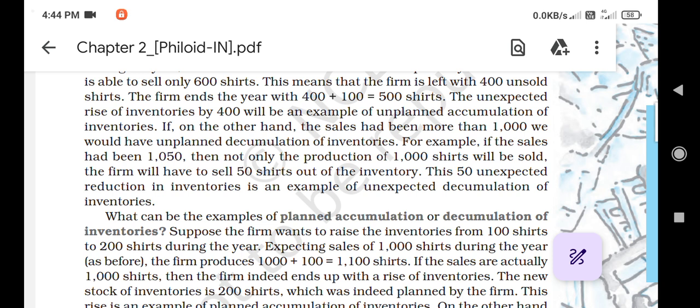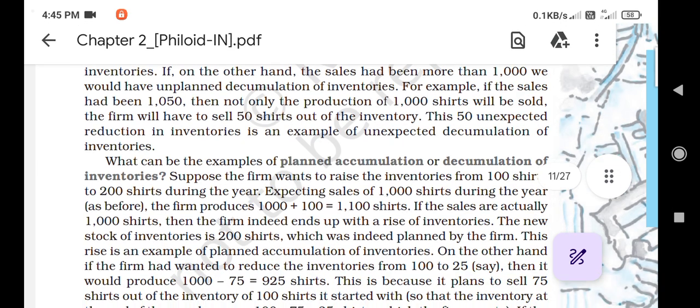The unexpected rise of inventories by 400 will be an example of unplanned accumulation of inventories. If, on the other hand, the sales had been more than 1000, we would have unplanned decumulation of inventories. For example, if the sales had been 1050, then not only the production of 1000 shirts will be sold, the firm will have to sell 50 shirts out of the inventory. This 50 unexpected reduction in inventories is an example of unplanned decumulation of inventories.